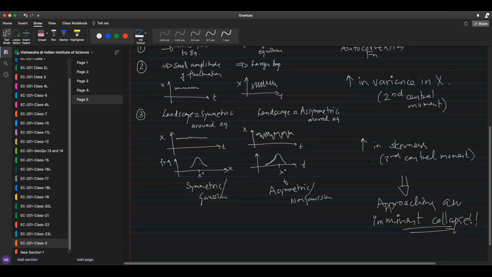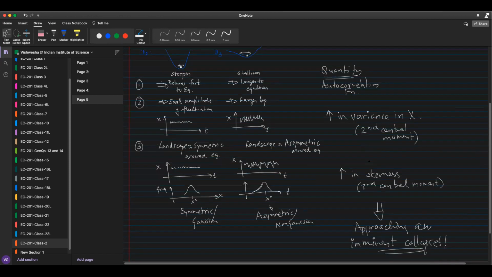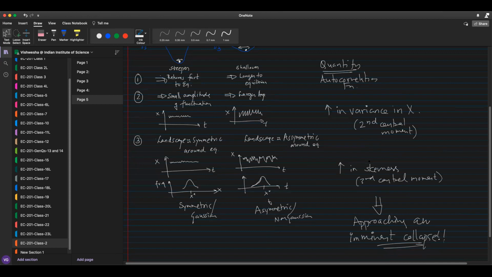Okay, so on Friday we will try to do some exercises where you run some simulations and understand this in a bit more depth. Okay, but any questions so far, or was it too much in a single class?